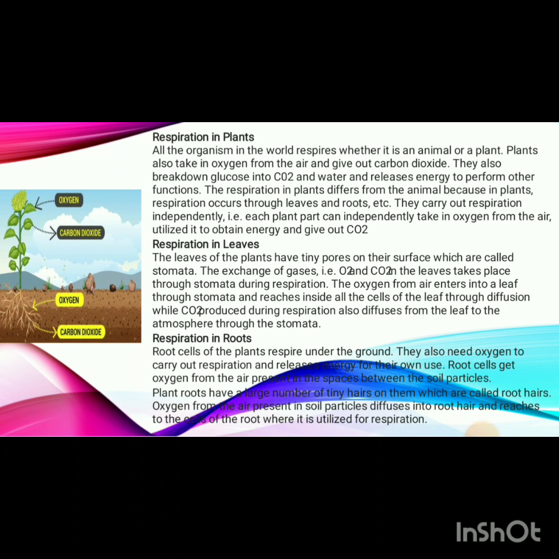Plant roots have a large number of tiny hairs on them, which are called root hairs. And oxygen from the air present in the soil particles diffuses into root hairs and reaches the cells of the root where it is utilized for respiration. Okay, so I hope you all understand well.